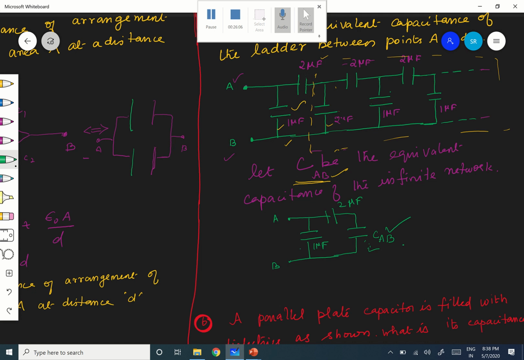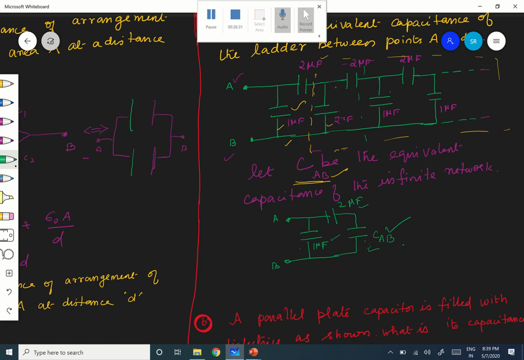Okay, and that once again gives you CAB. Hope you're following. This is how you have to deal with the infinite network. Infinite network, identical, so many identical segments are there. So only one segment you keep, all the other things, what is the equivalent capacitance here? CAB. And that CAB is connected to the first segment, 1 microfarad, 2 microfarad.